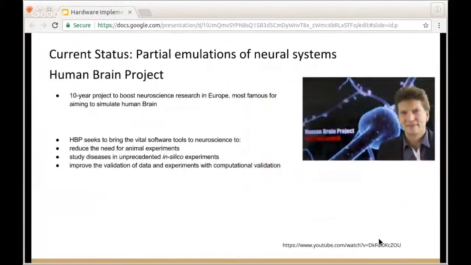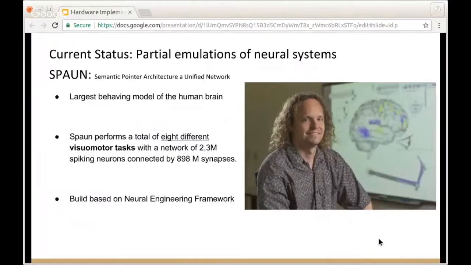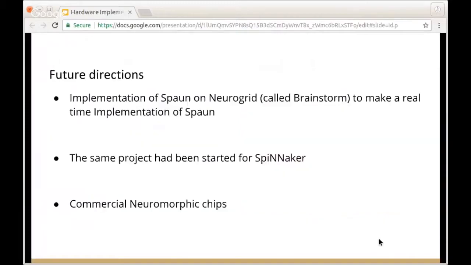So I'll skip talking about the Human Brain Project and also Spaun, but it's worth talking about the Spaun model because it gets back to neuromorphic design systems. The Spaun model is the largest behaving model of the human brain, and it contains around 2 million neurons with 800 million synapses, and it can perform 8 different vision and motor tasks. So in the future directions, Neurogrid and also the SpiNNaker project are working on implementing the Spaun project on neuromorphic chips.